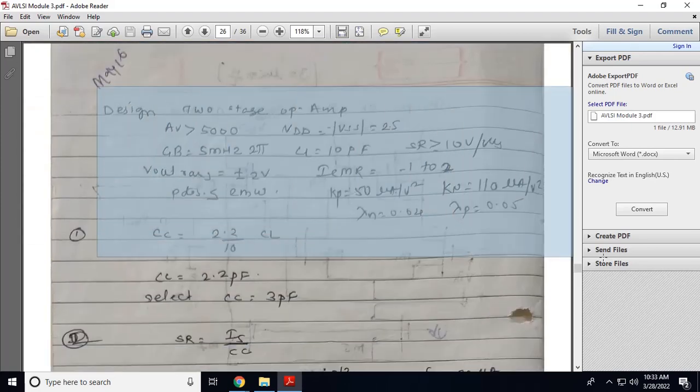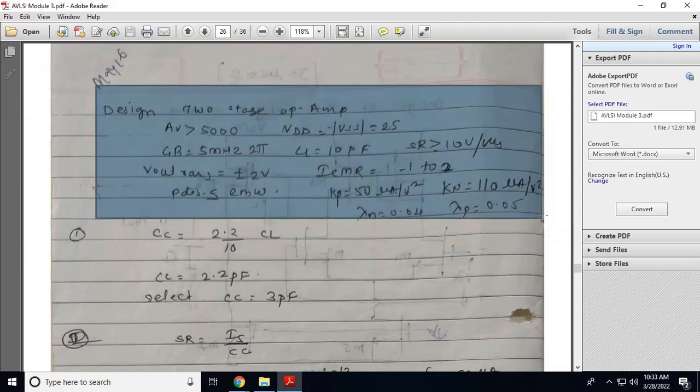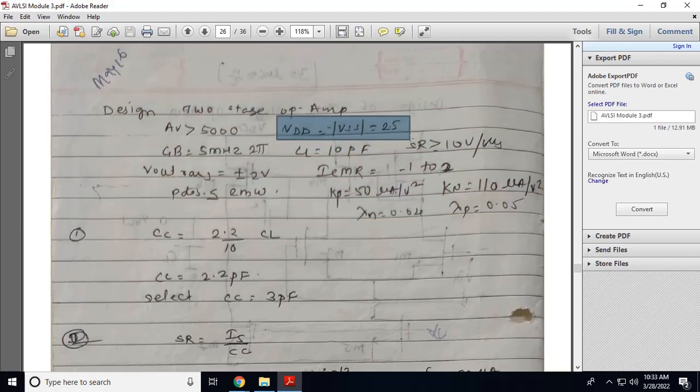Now we will see the problem. So this is the statement of the problem. These are the specifications. Design a two-stage op-amp with voltage gain greater than 5000. Supply is plus minus 2.5. Gain bandwidth is 2.5 megahertz. Load capacitance CL is 10 picofarad. Slew rate is 10 volt per microsecond.